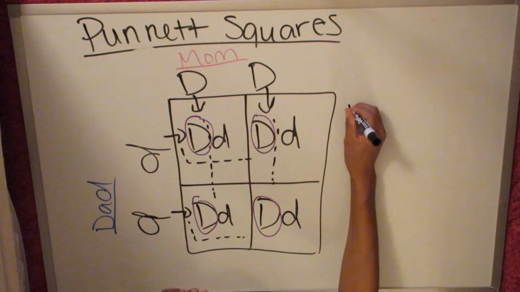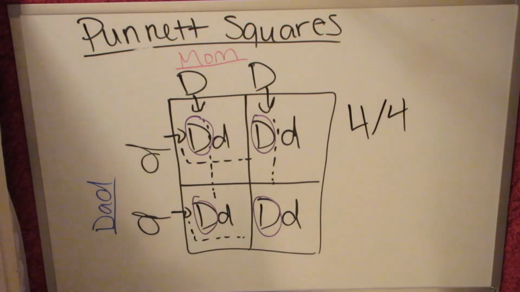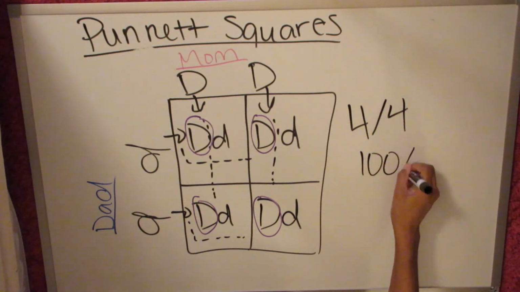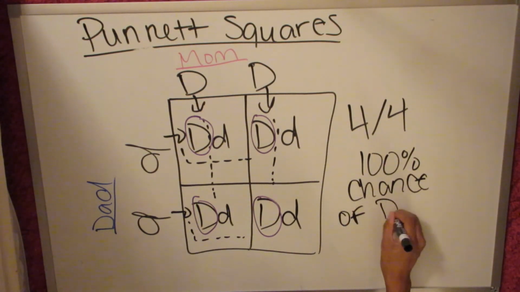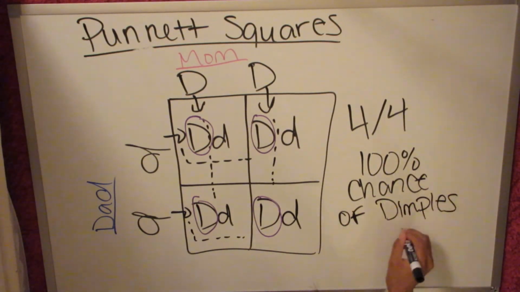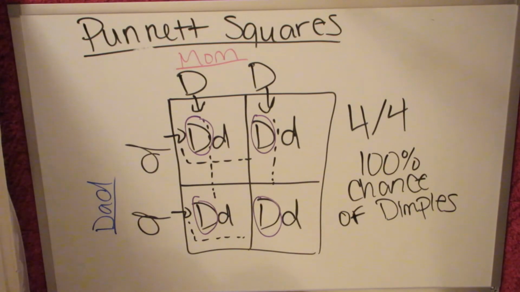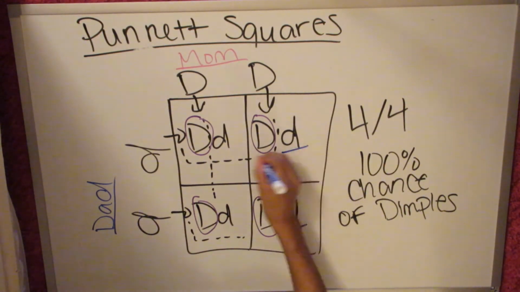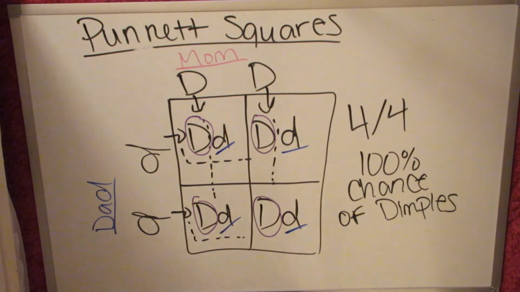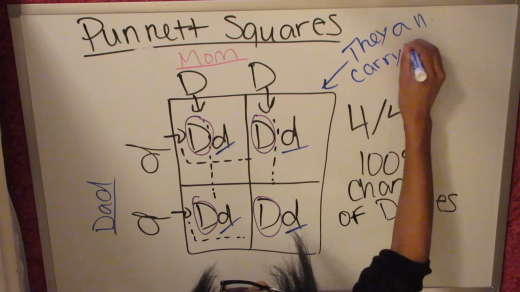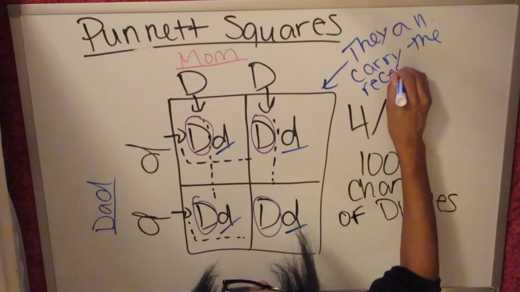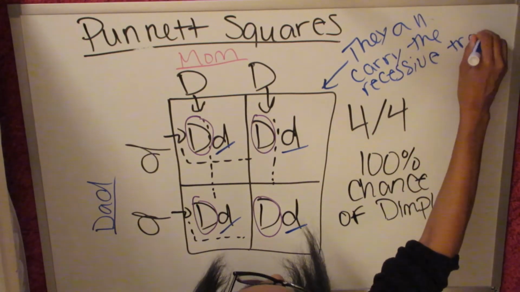But you see how everyone has a little d? That means that those kids, while they show having dimples, carry the trait to potentially produce an offspring that does not have dimples. So they will have dimples, but they carry the trait to have a child maybe one day that won't have dimples.